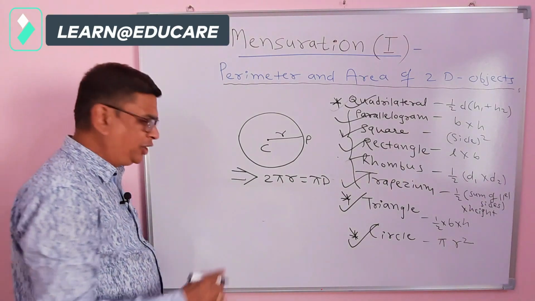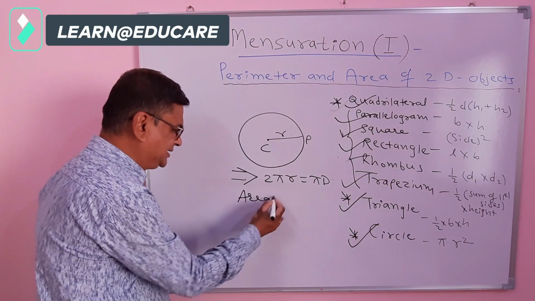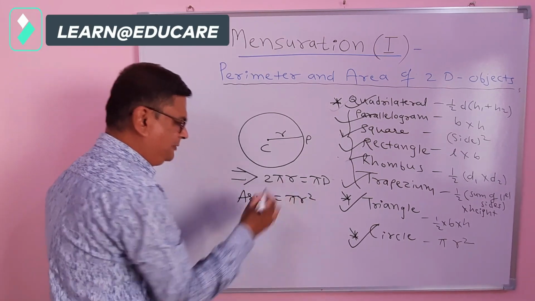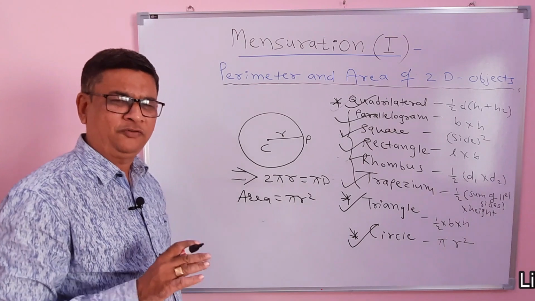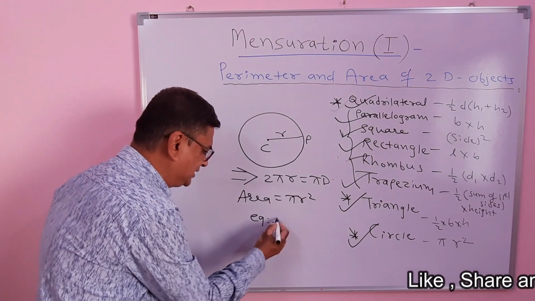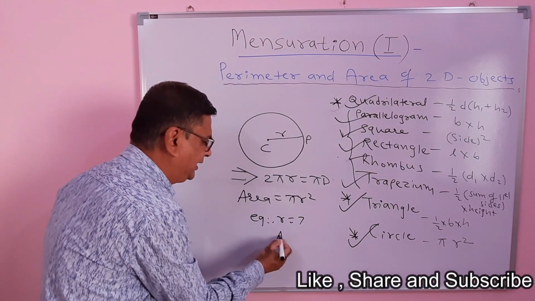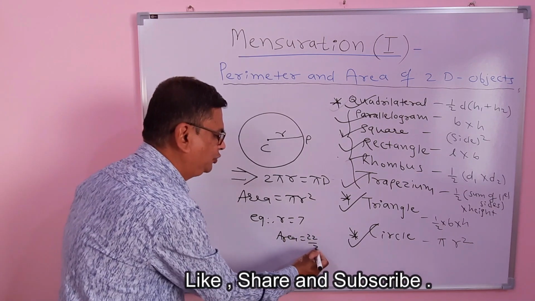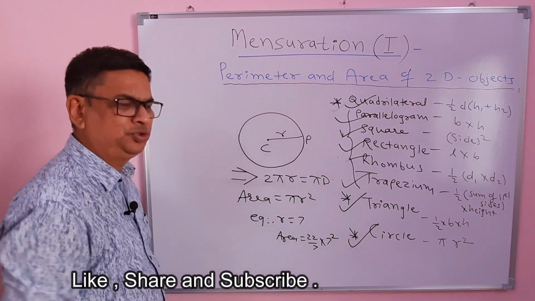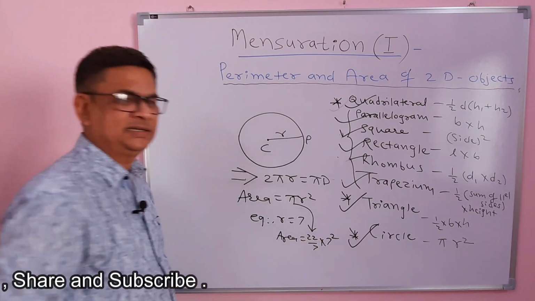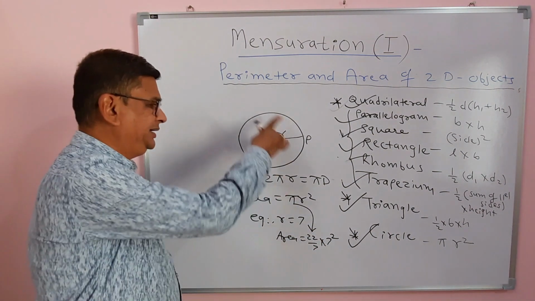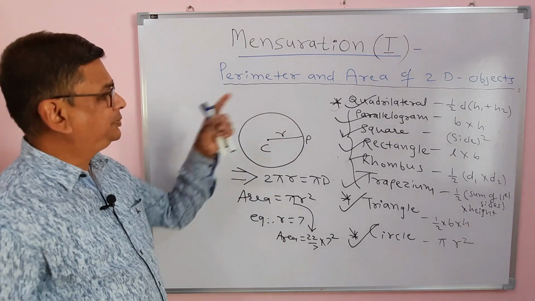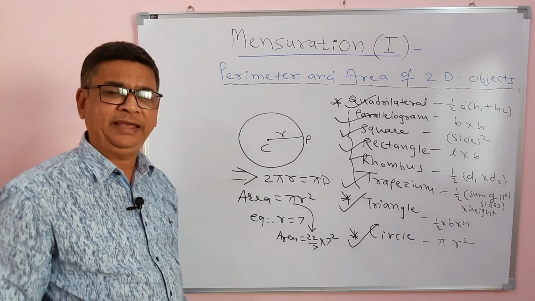What about the area of a circle? The area of a circle is given by pi r square, so you put in the value of the radius. For example, if the radius is 7, then the area of the circle will be 22 by 7 into 7 square, because we consider the value of pi as 22 upon 7. And the circumference 2 pi r is its perimeter. So that was about two-dimensional objects, and how to get their area and perimeter.